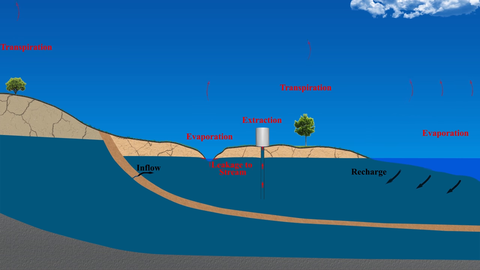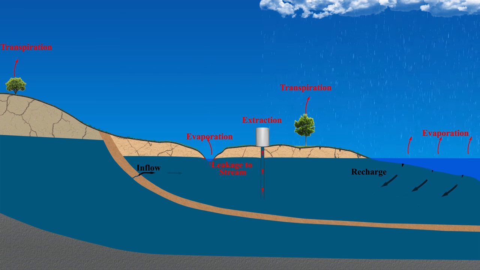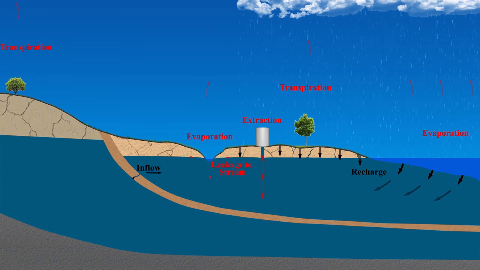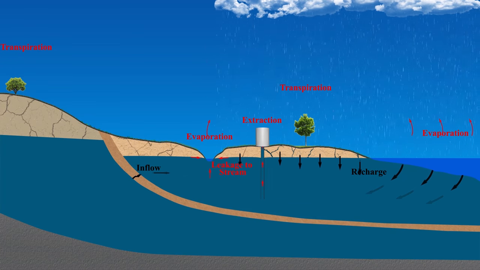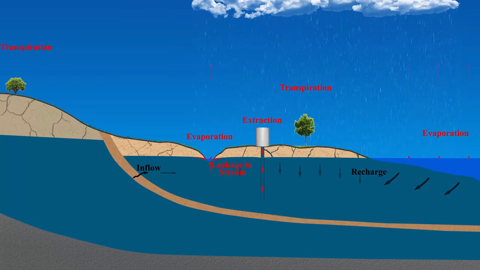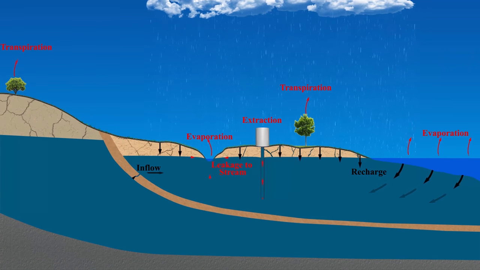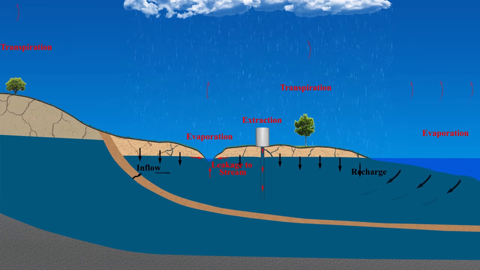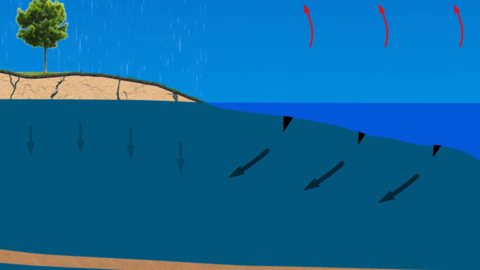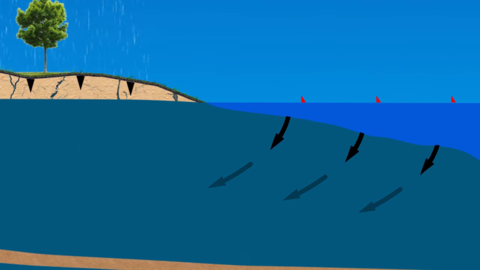The water cycle is the continuous movement of water on, above, and below the surface of the earth. Water that enters an aquifer from the surface is called recharge. Recharge includes rainwater that seeps down through the soil to reach the water table. Only a small portion of total precipitation gets down this far. Recharge also includes water draining into the aquifer from streams and lakes.